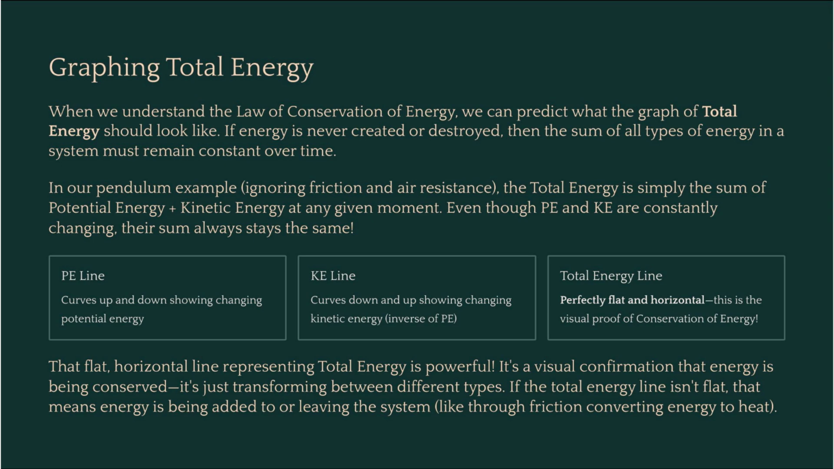If we could ignore friction and sound, the total energy would be the sum of all the PE and KE combined. Because the loss in PE is always matched by the gain in KE, the total amount of energy never changes. Therefore, on a graph, the line for total energy must be a straight, horizontal line. This flat line is the visual proof of the law of conservation of energy.